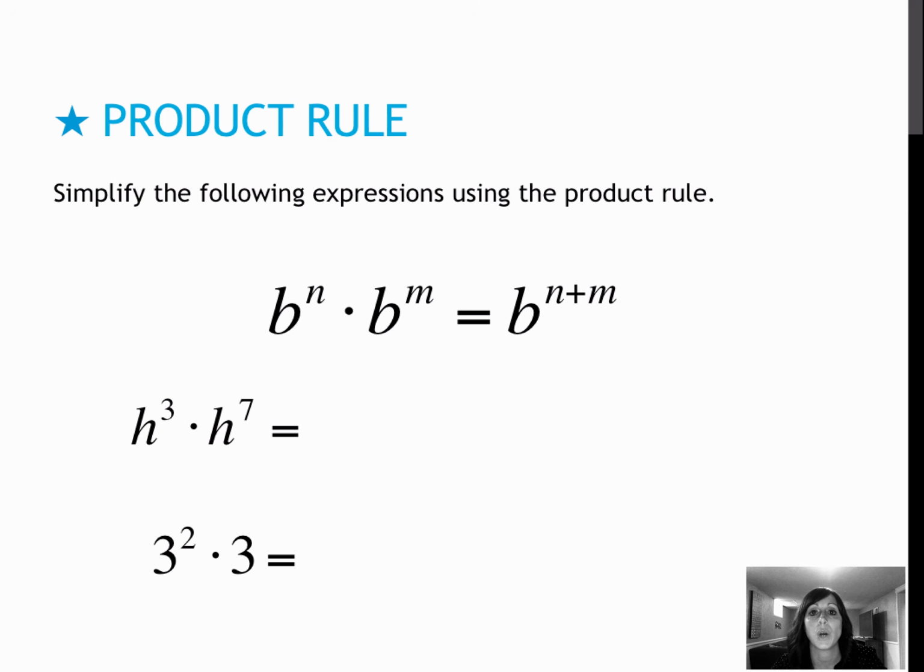Try these two on your own, then press play to see how you did. For my first example, I have 3 plus 7, which is h to the 10th. And for my second example, 2 plus 1 is 3, so 3 to the third, which is 27, because remember we're taking 3 times 3 times 3, so 3 times.